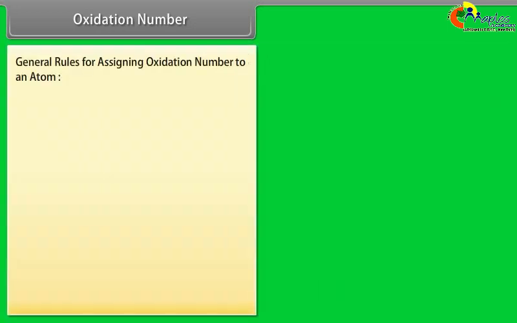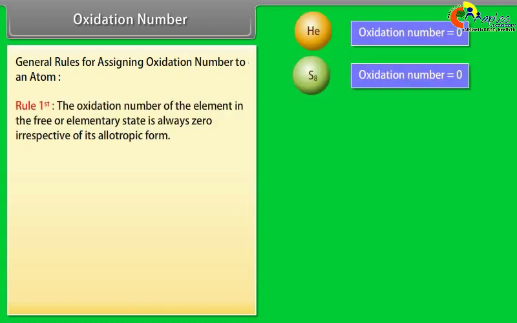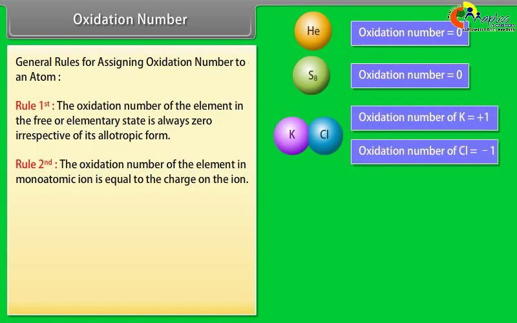General rules for assigning oxidation number to an atom. Rule first. The oxidation number of the element in the free or elementary state is always 0, irrespective of its allotropic form. Rule second. The oxidation number of the element in monoatomic ion is equal to the charge on the ion.